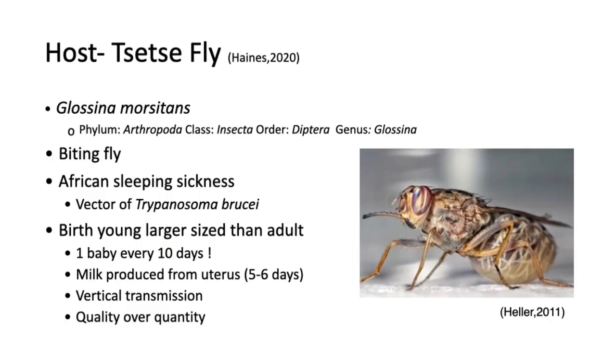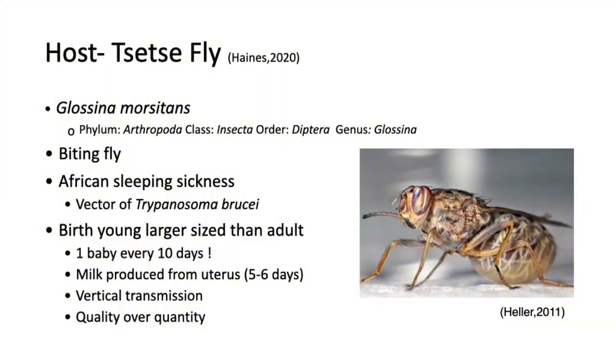It is a biting fly, and it is known to transmit African sleeping sickness, as we have already discussed. It is the vector of Trypanosoma brucei. An interesting fact about this host is that it gives birth to young that are larger than the full-size adults.